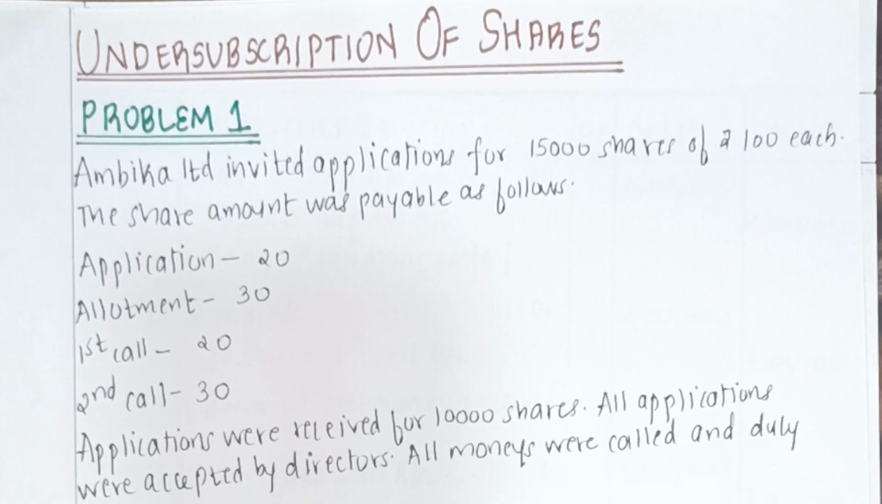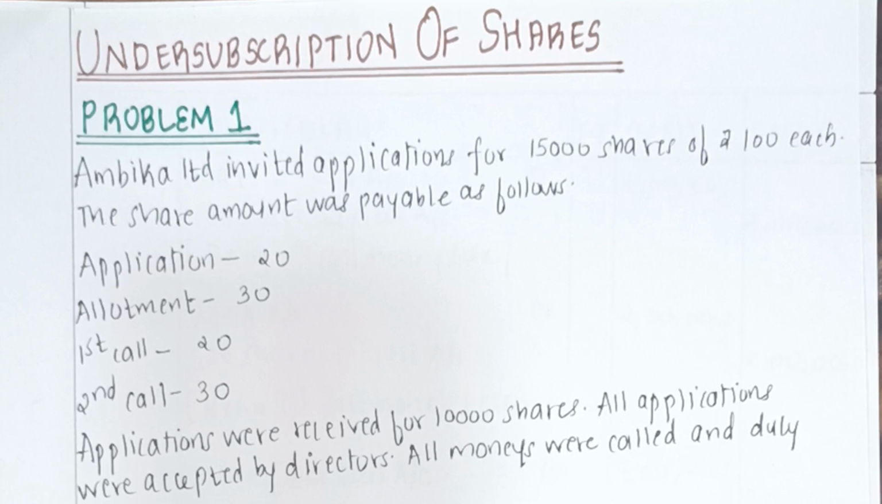Oversubscription is something you know, that is when you receive much more shares than what you issued for. It means you received more applications in comparison to the number of shares issued. Under subscription is when a company offers shares to the public, inviting applications for their subscription. When the number of shares applied for by the public is less than the number of shares issued by the company, then it is a case of undersubscription of shares.